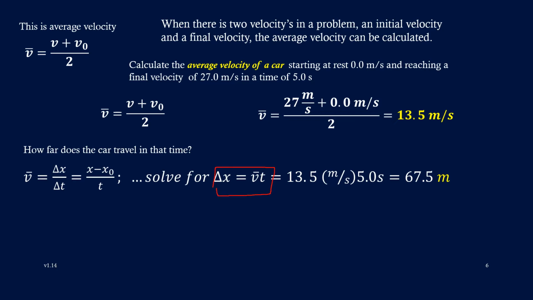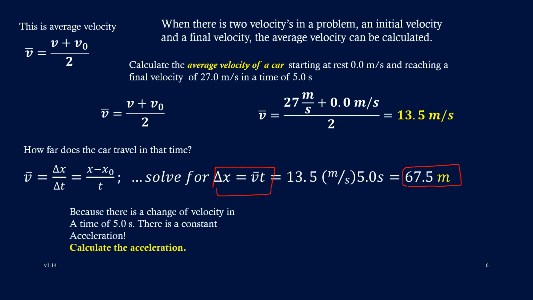Delta x equals the average velocity times t. This is going to give us the distance it travels in that certain time, which is 5 seconds. So how far does the car travel in 5 seconds? 67.5 meters. Because there's a change in velocity over a time of 5 seconds, there is a constant acceleration.